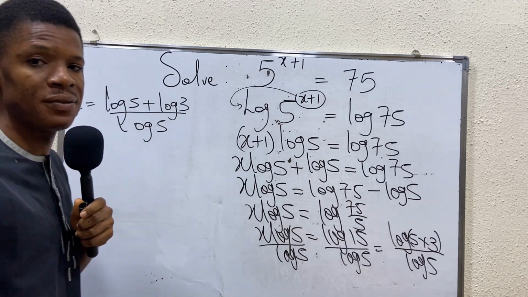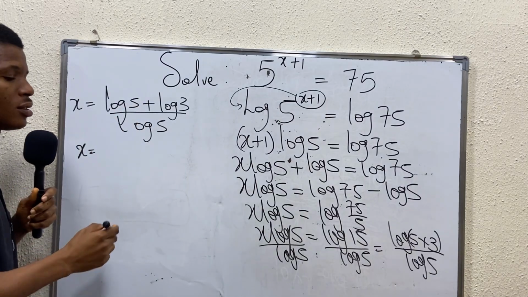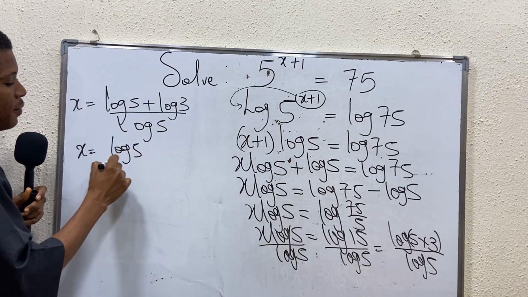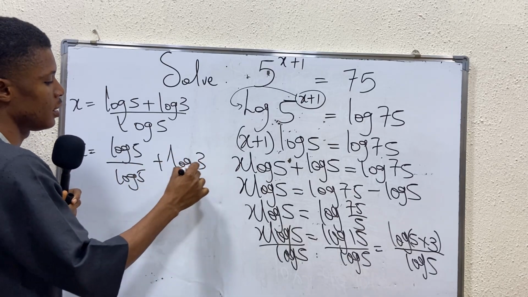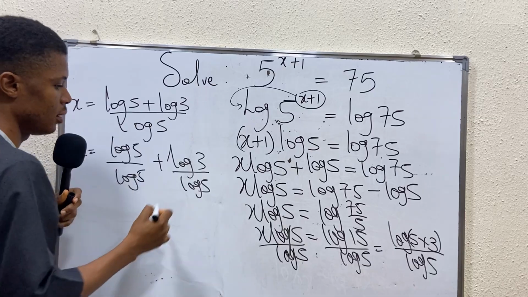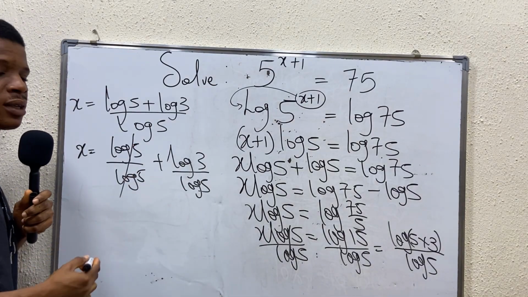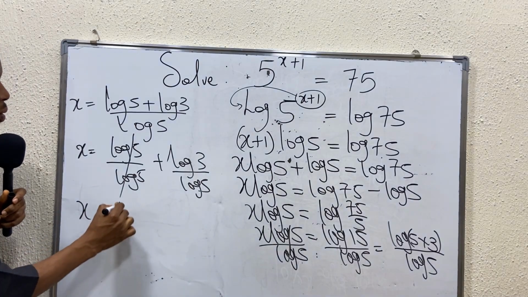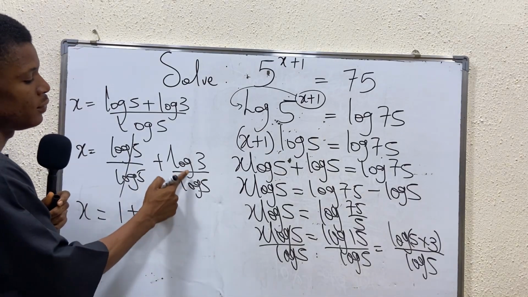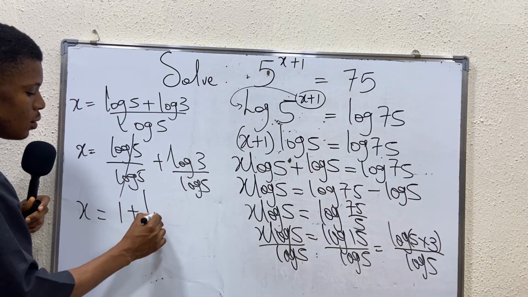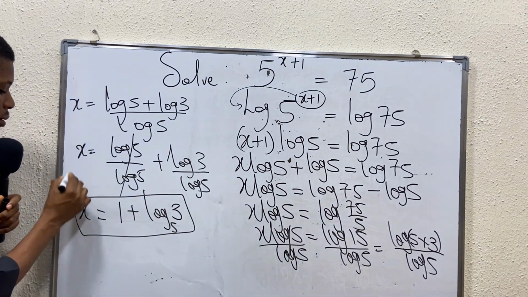If you have this now, it's very clear that x is equal to, we split the fraction, log 5 over log 5 plus log 3 over log 5. It's very simple to see that log 5 over log 5 gives 1. So x is equal to 1 plus log 3 over log 5. You can see that they are of the same base, so we use change of base. So we have log of base 5 of 3. And this is the only value for x.